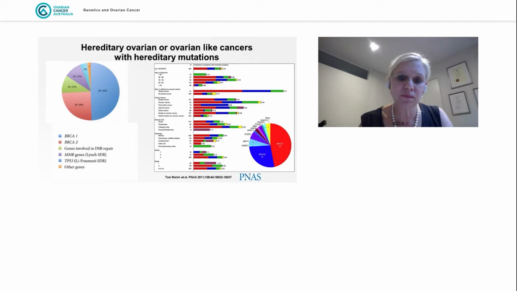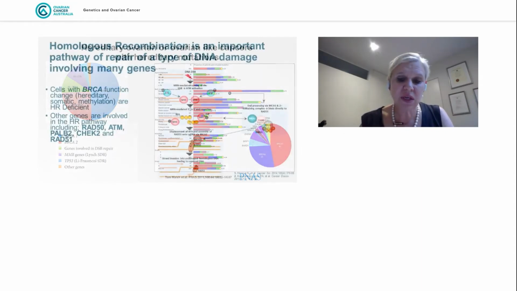The Walsh paper on the side was published a number of years ago and demonstrates, again, a similar spread of the genes that we've described. And there are a large number of studies now that have been published looking at nationwide or multinational collections of women who've experienced ovarian or ovarian-like cancer, and the breakdown of the genes contributing to ovarian cancer risk is very similar. This includes the Australian Ovarian Cancer Study.